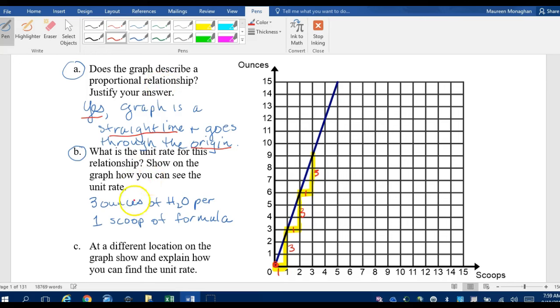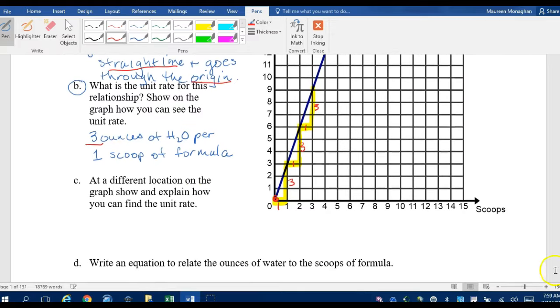What's the unit rate? It's 3 ounces of water per 1 scoop of formula. Remember, a unit rate has to have the relationship though, so the denominator is 1. At a different location on the graph, show and explain how you can find the unit rate. Well, you can go over 1 and up 3. That's how you can find the unit rate.